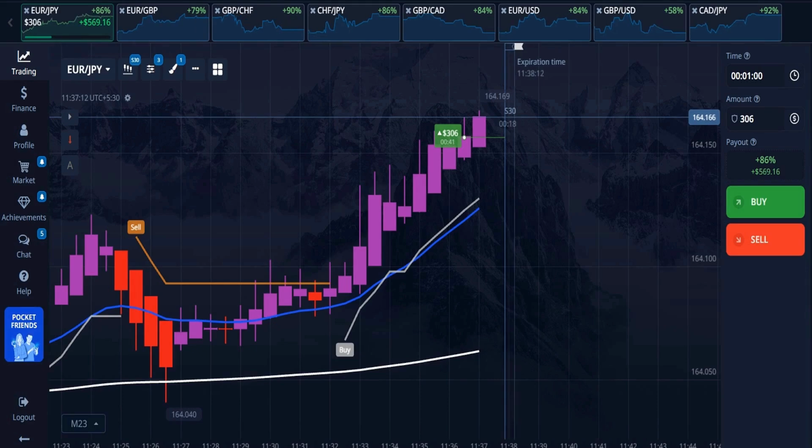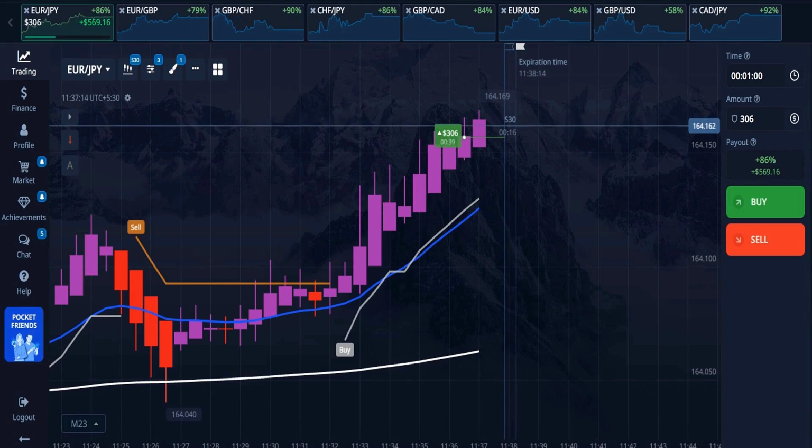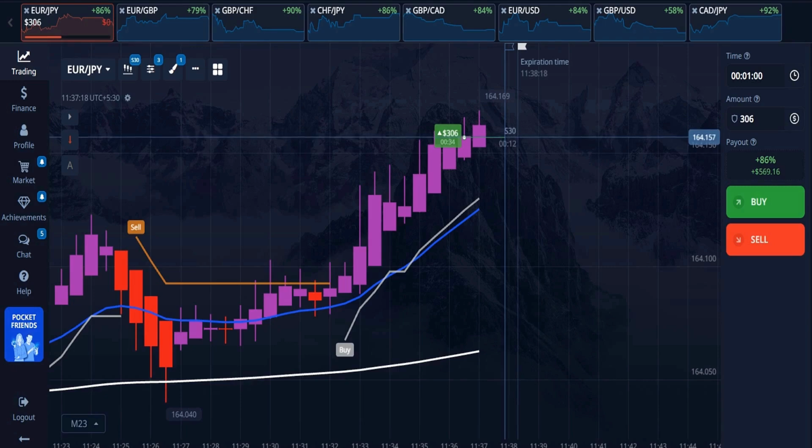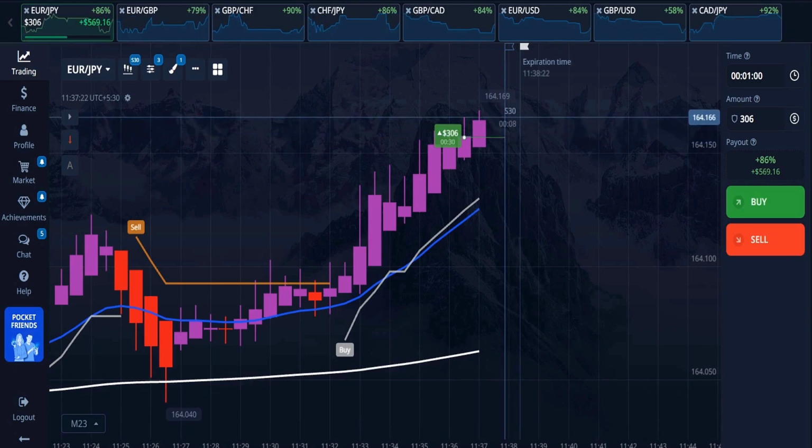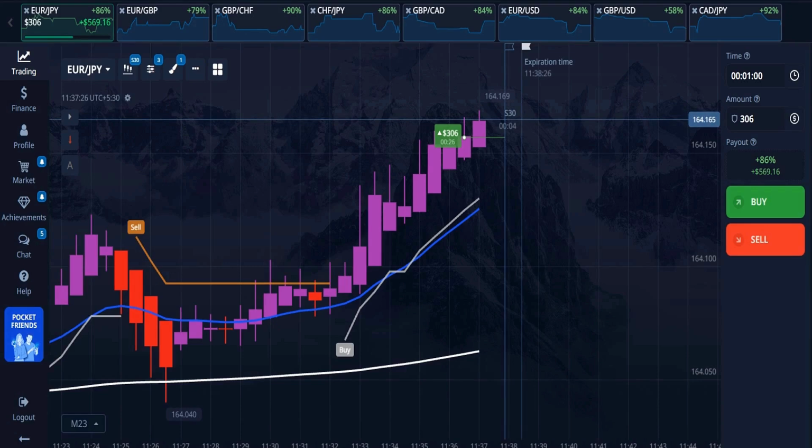For a sell trade, here's what you need. The red super trend line must cross below the blue EMA. Both the blue EMA and the white EMA should be sloping downward. The white EMA must be above the Heiken Ashi candles. When all three signs appear, it's a strong signal to enter a sell trade.